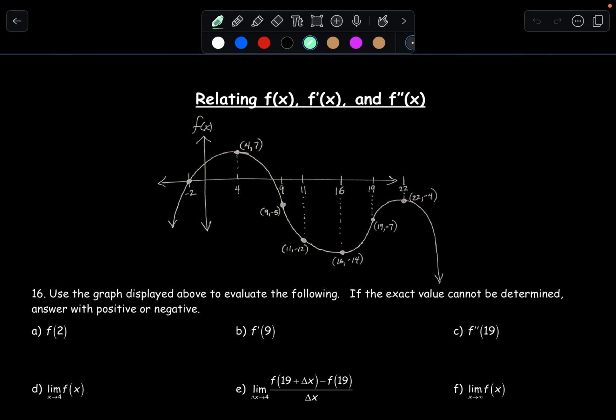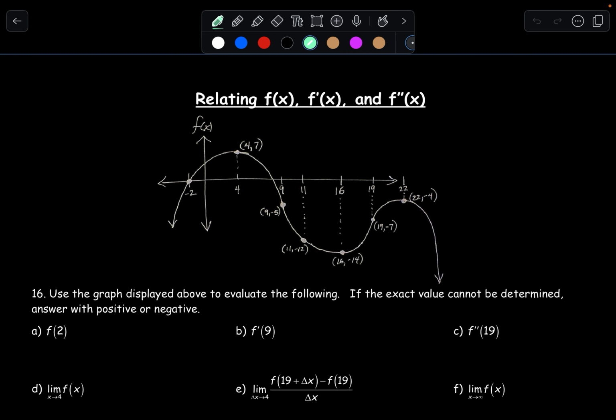This video is going to be on relating f prime of x and f double prime of x, and it's going to be based off of the graph of f of x that is provided. There are a lot of typos on this page, and I apologize for that, but I will make sure that they are fixed in this video, and we already fixed them in class as well, okay?